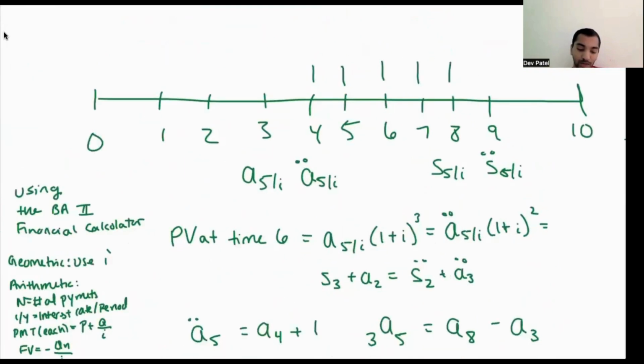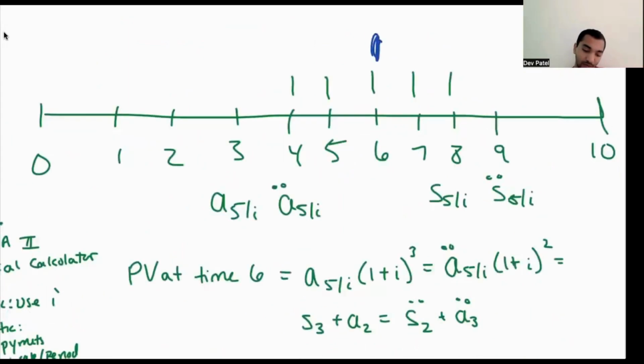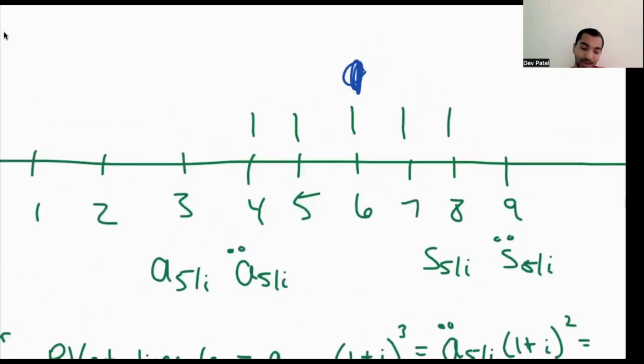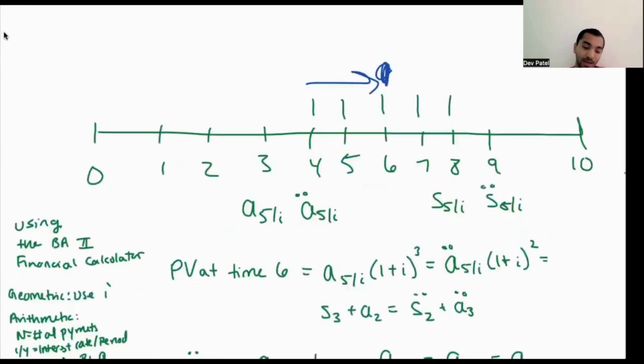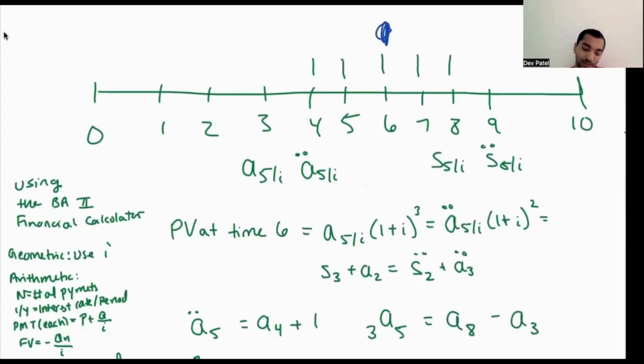We can also do it by taking the accumulated value of 3 payments and adding that to the present value of 2 payments. If we have 3 payments, that's over here, and time 6 is over here. That's the accumulated value of the annuity immediate for 3 payments, and then we add this, which is the present value of the annuity immediate for 2 payments. And so we add those, and that's how we get the present value at time 6. So these are just different ways of calculating the present value at time equals 6.